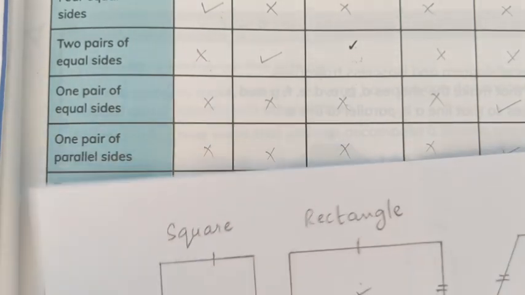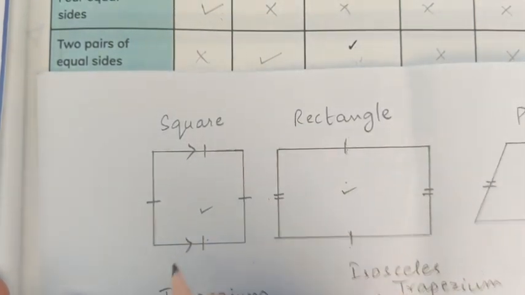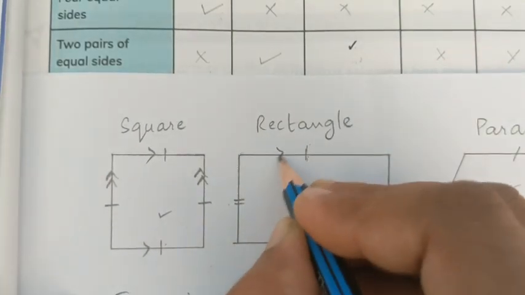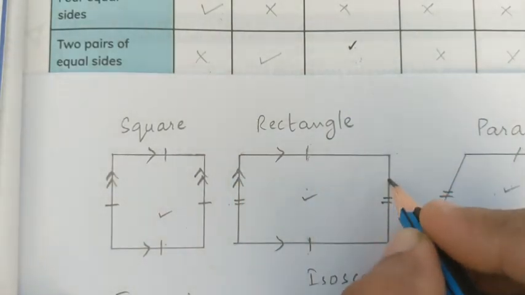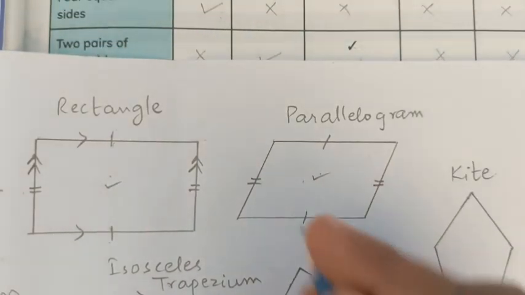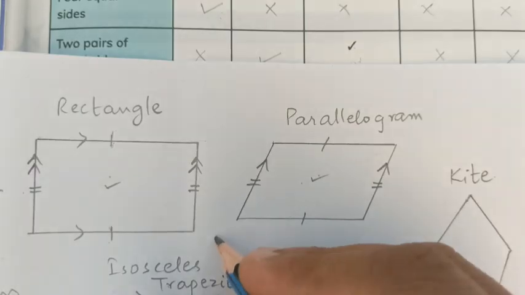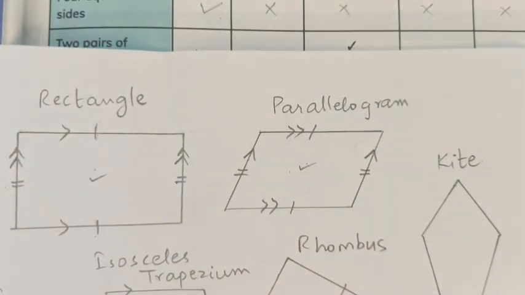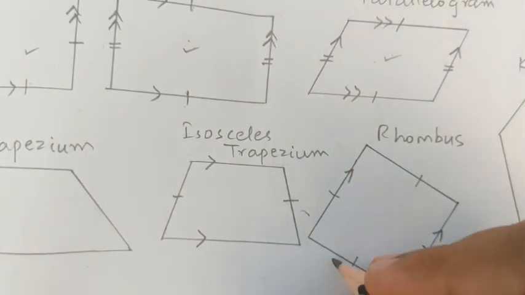The next characteristic says two pairs of parallel sides. As I told you, the opposite sides are parallel to each other in a square. These two are parallel, and similarly these two are parallel. In a rectangle, these two lines are parallel, and similarly these two lines are also parallel to each other. They have the same distance along them. Similarly, in a parallelogram, these two sides are parallel, and these two sides are also parallel to each other. And in a rhombus also the opposite sides are parallel to each other.